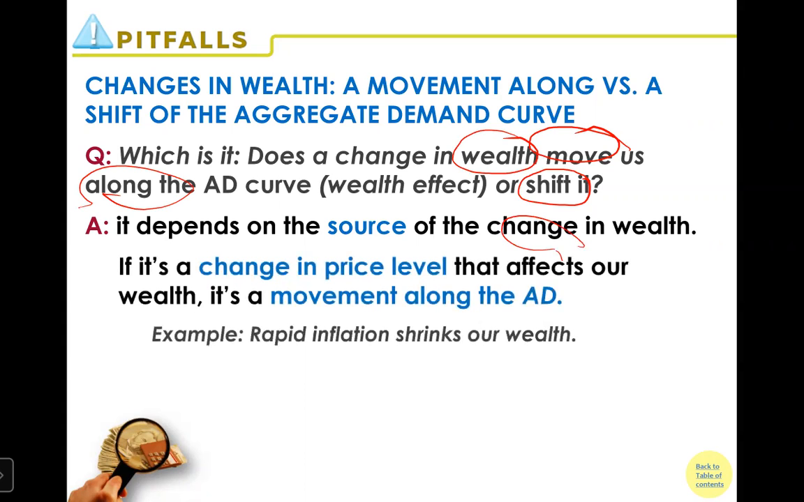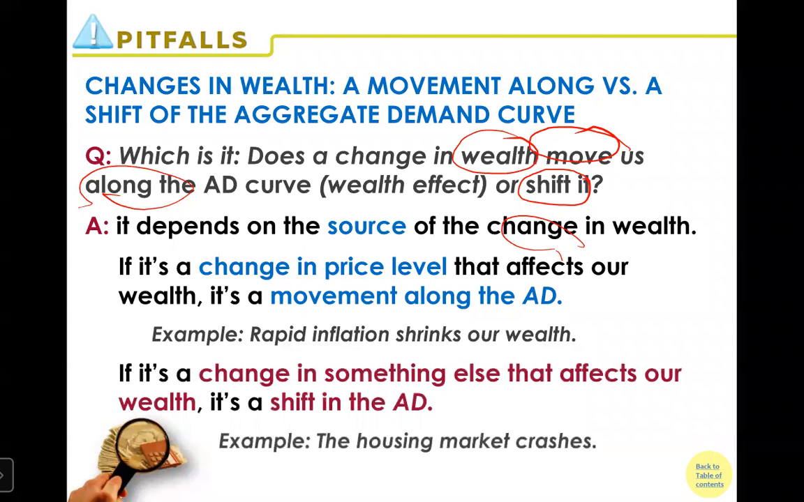For example, if a change in the price level affects our wealth, then we are going to move along the curve, because nothing else changed. On the other hand, if something else changes, like the housing market crashing, the only change is in the housing market, not the other goods and services. That means the change in your wealth is going to shift the curve.